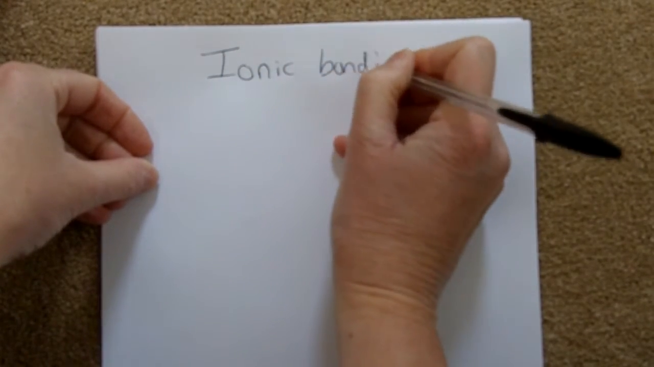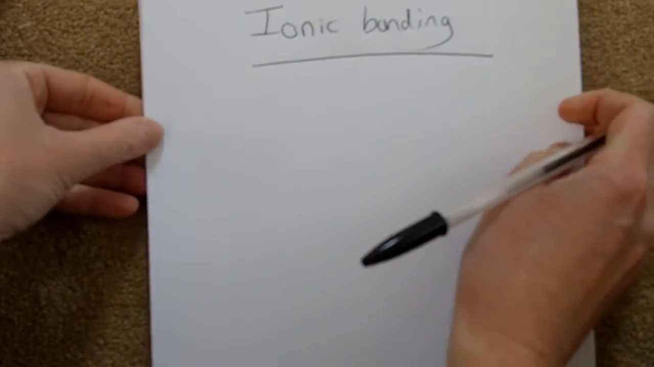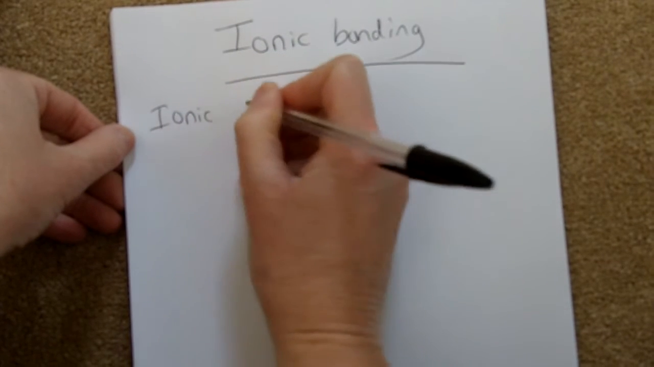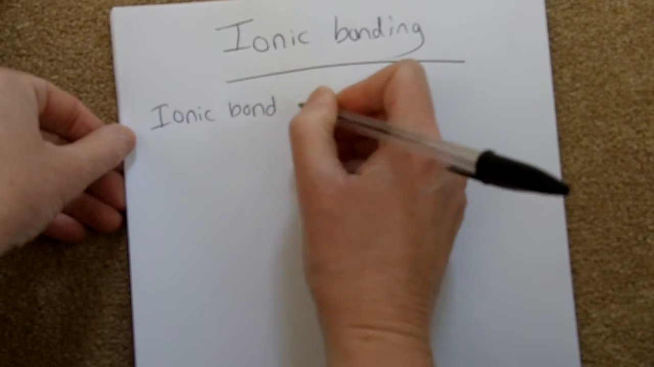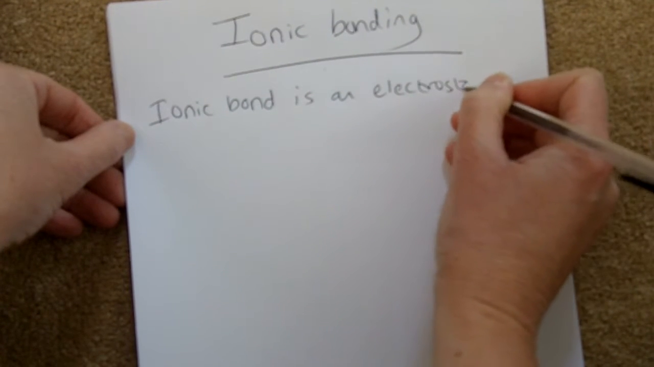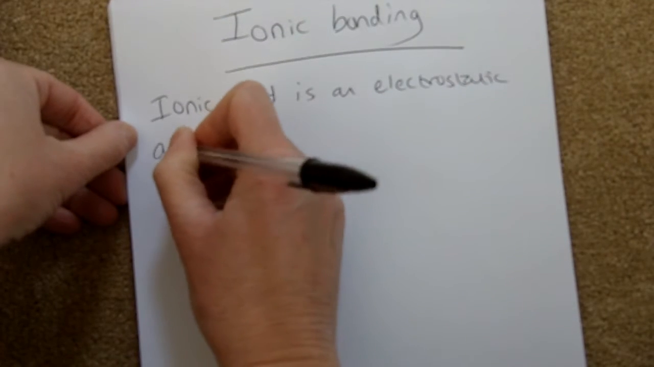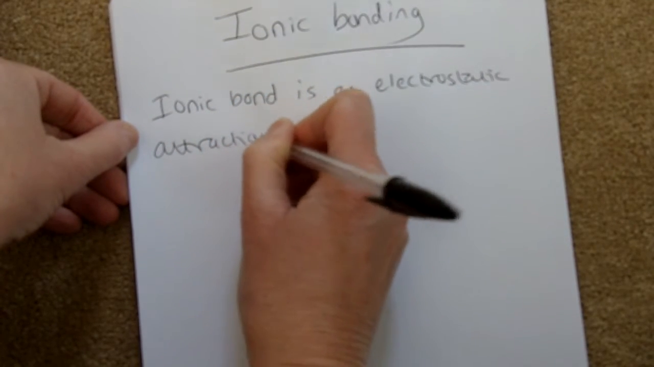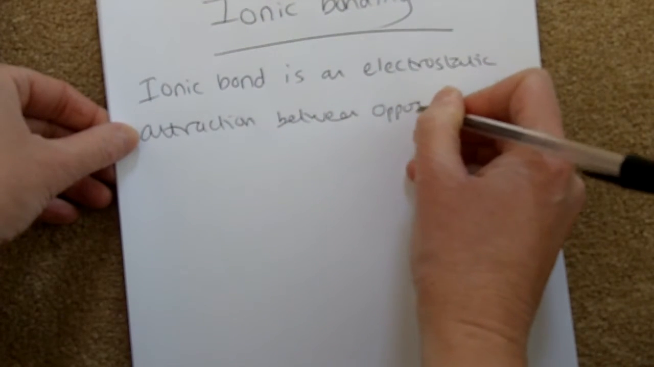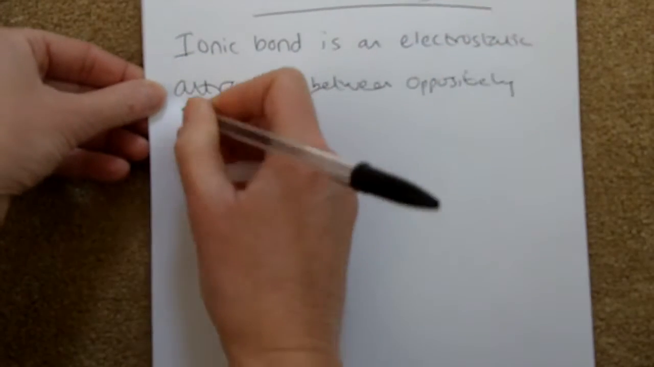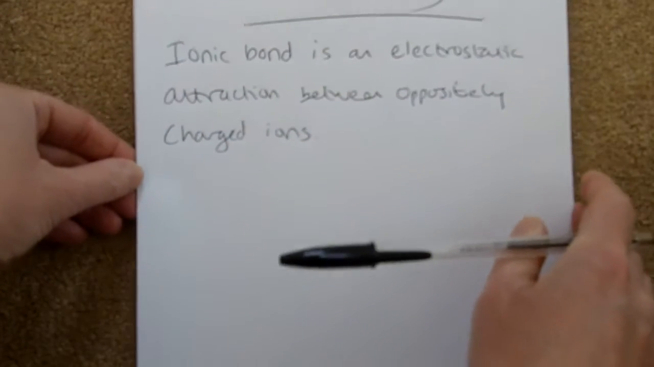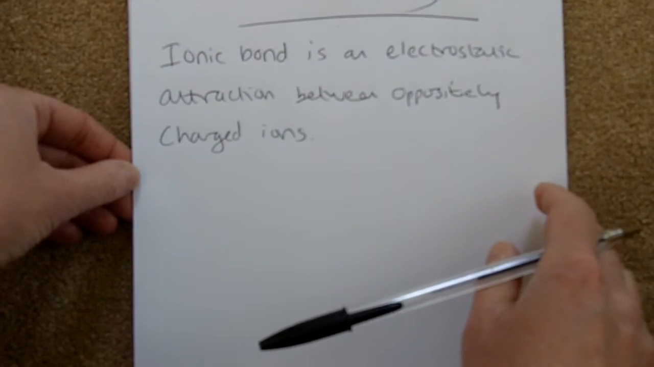Ionic bonding. Right, so first the definition of ionic bonding. An ionic bond is an electrostatic attraction between oppositely charged ions. Electrostatic attraction between oppositely charged ions.